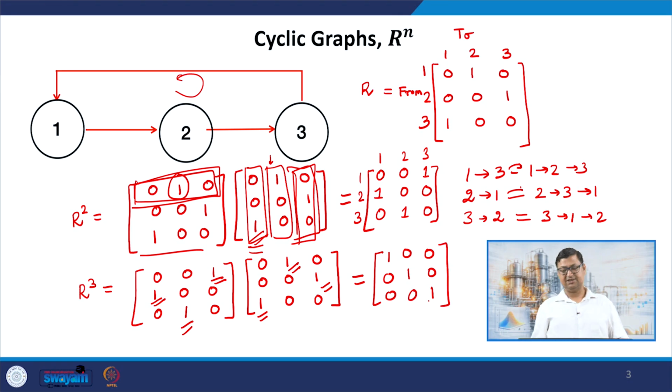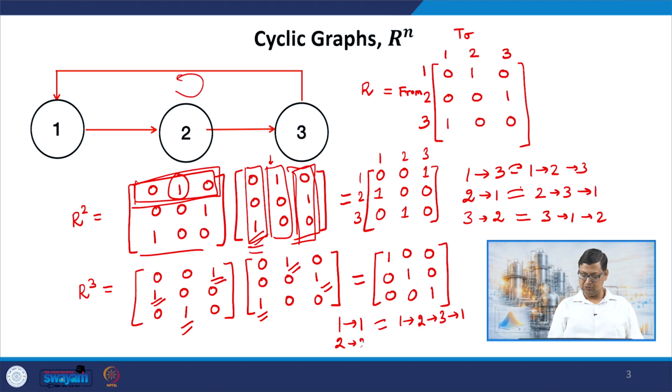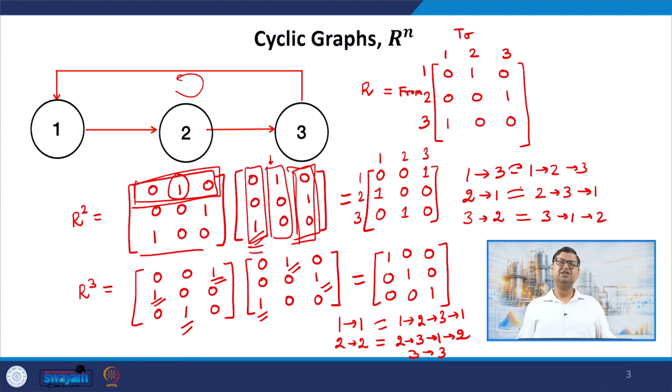And that gives me 3-step paths. Basically to the same vertex, 1 to 1, we can go as 1 to 2, then to 3, then to 1. And similarly, I can do 2 to 2 as 2 to 3, 3 to 1, and 1 to 2 in 3 steps. So basically, I can revisit the same vertex in 3 steps. Why? Because we have a loop forming in the 3 vertices. So in 3 steps, we can go ahead and do that.